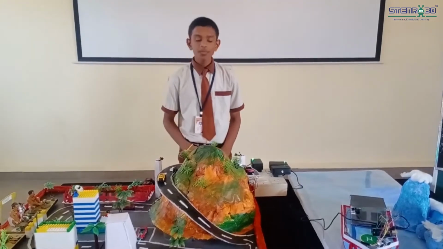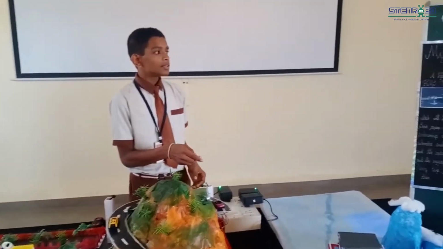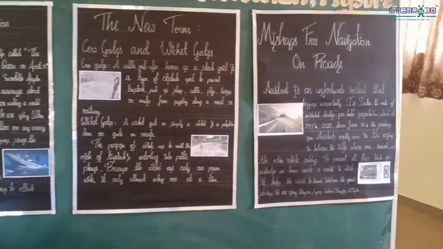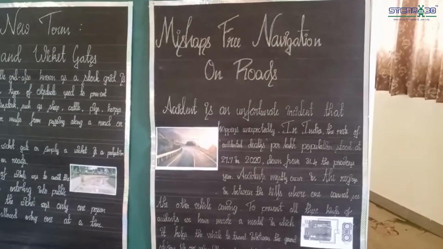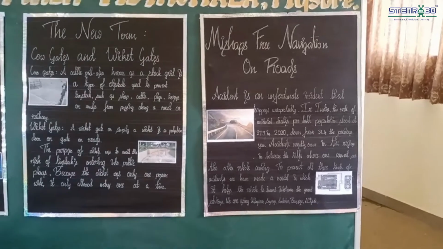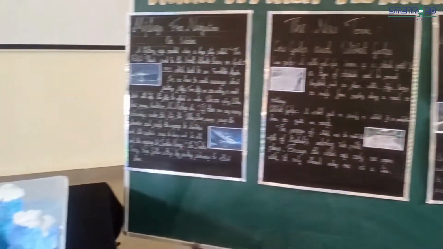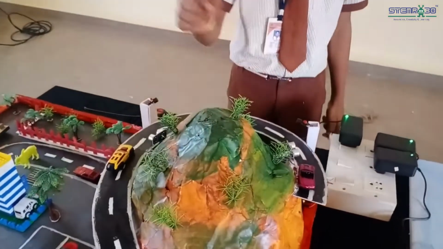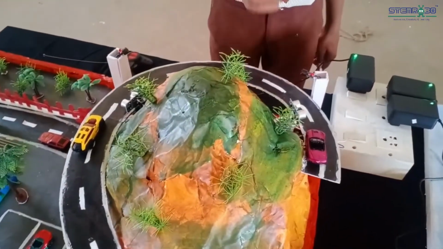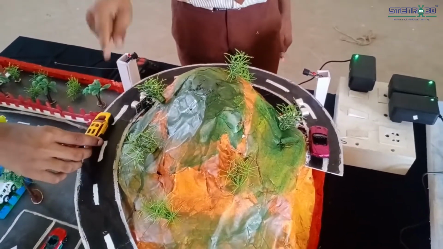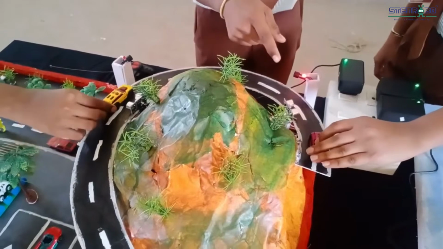Thank you. Accident. The term accident is an unfortunate incident that happens unexpectedly, usually leading to damage or injury and may even cause death. The majority of the accidents occur on curved highways. Due to the curvature of the road, one cannot see another vehicle approaching. There will be no way for the drivers to know that there is a vehicle on the other side of the road.